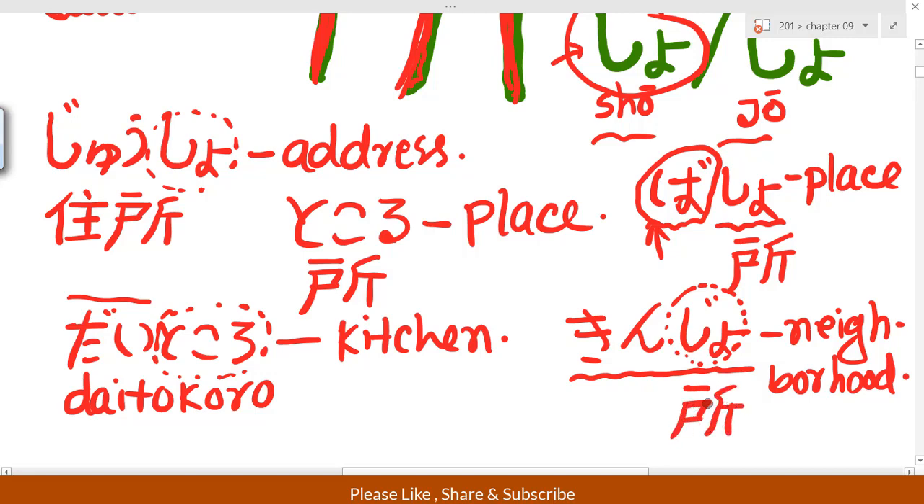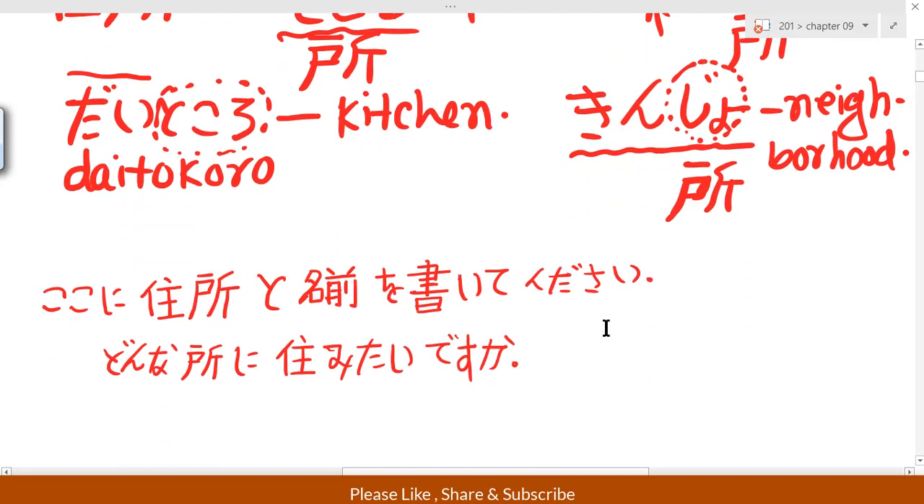Kinjo, neighborhood. So here we already know many words: jusho, basho, tokoro, daidokoro, kinjo. So a lot of words already.